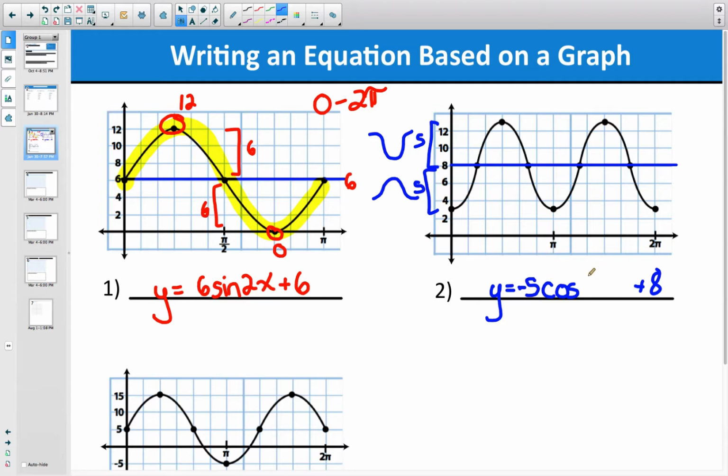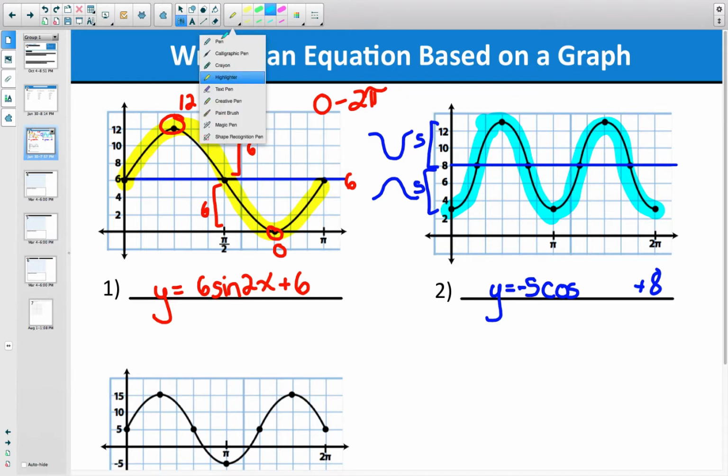Last part is our frequency, how many cycles we see from a 0 to a 2 pi interval. This one's a little bit nicer because we can see this graph goes from 0 to 2 pi, which is nice. We don't have to extend it. There's one cycle from 0 to pi, and then there's another cycle. So altogether there are 2 cycles, so we could say our frequency is 2. So our final equation is y equals -5 cosine 2x plus 8.